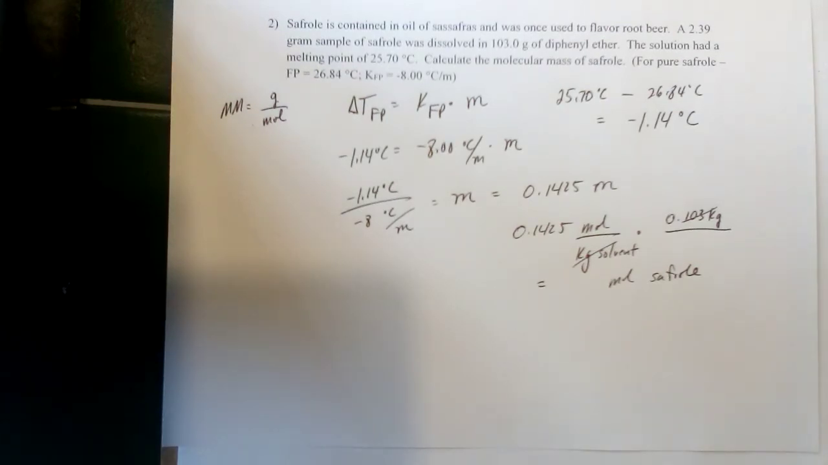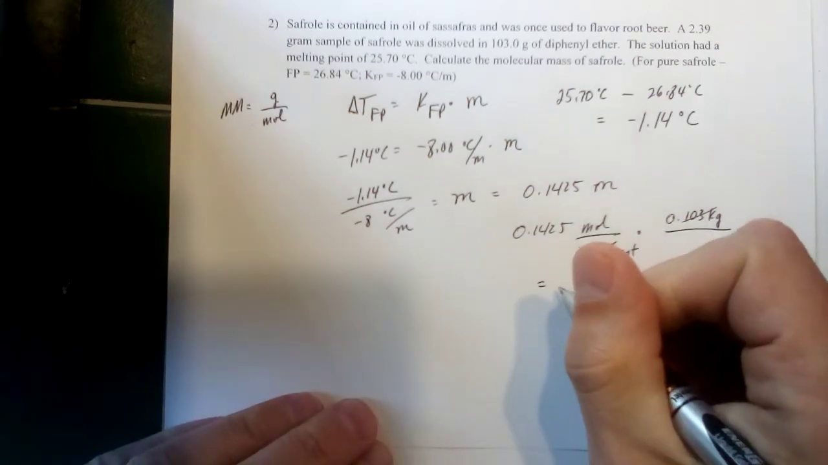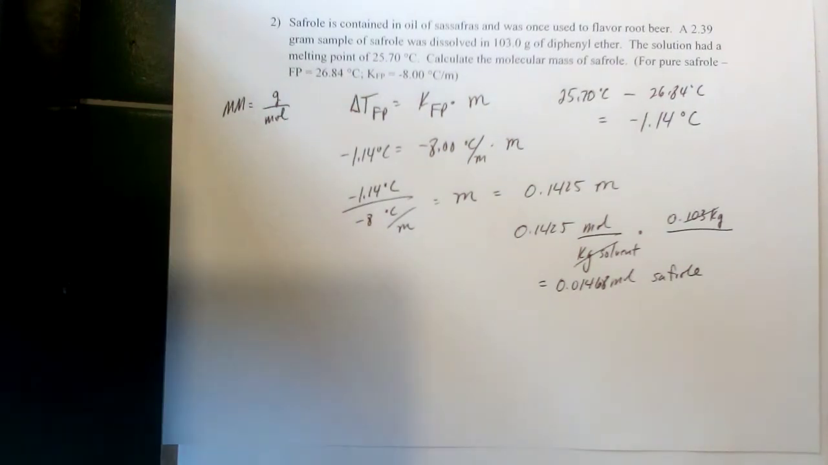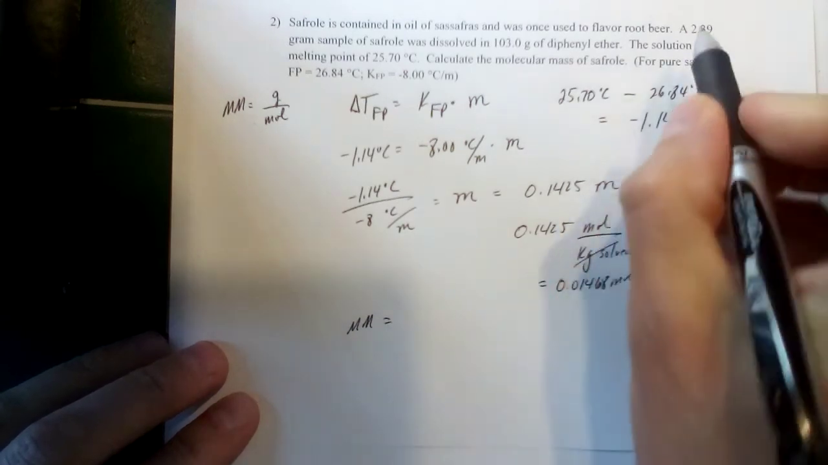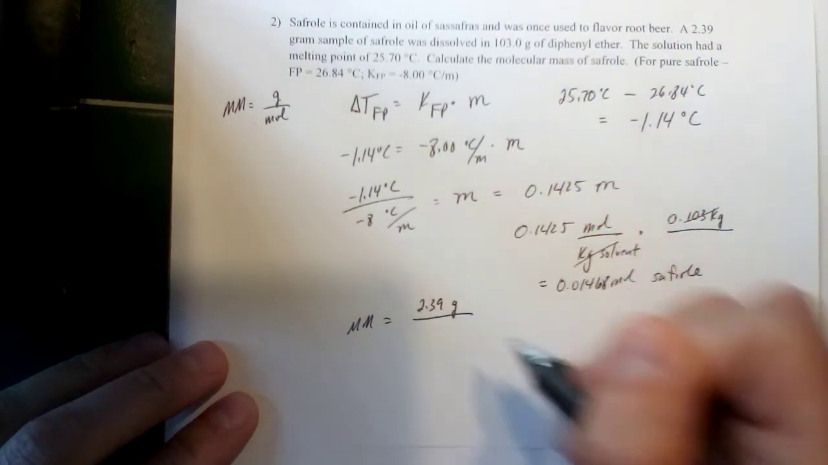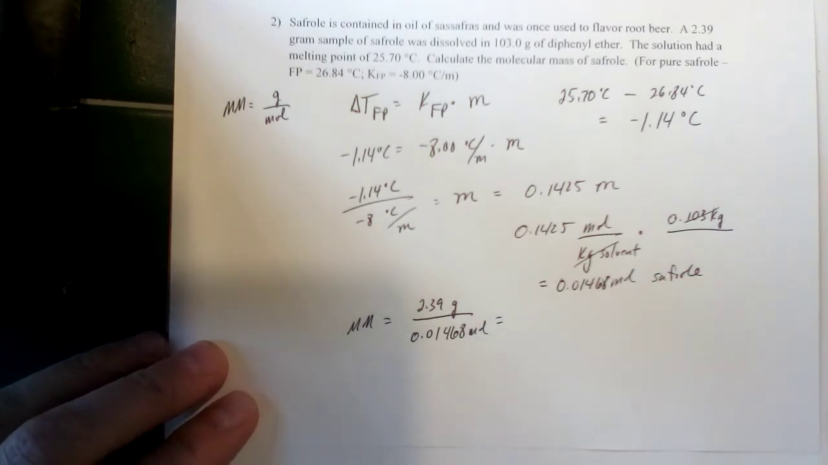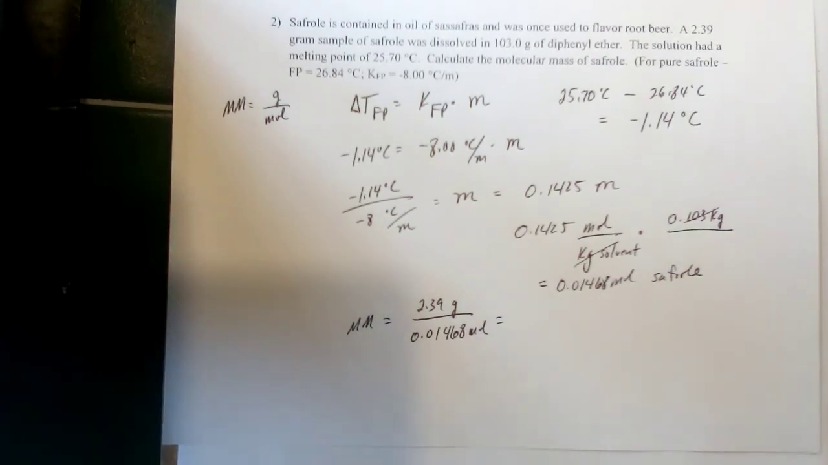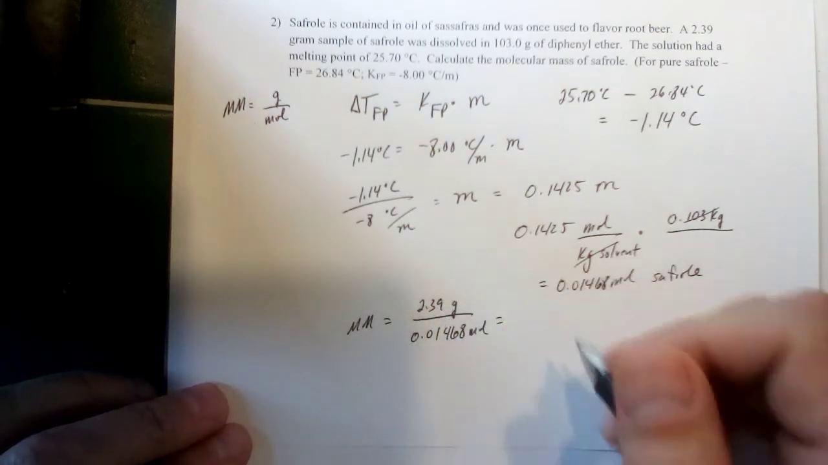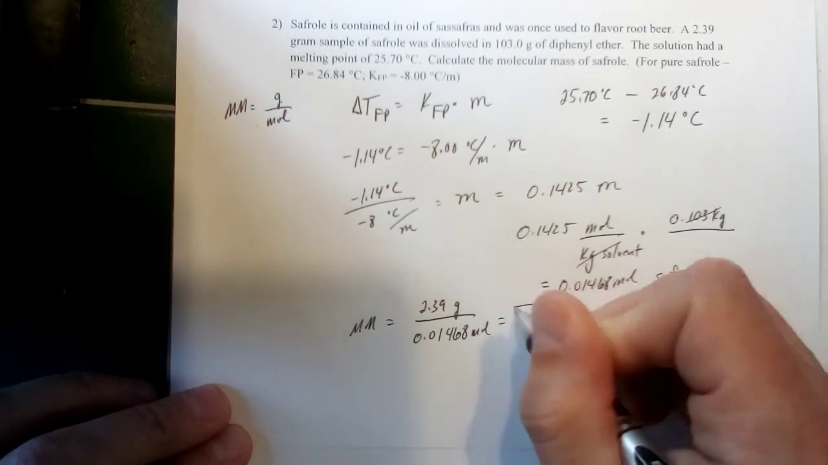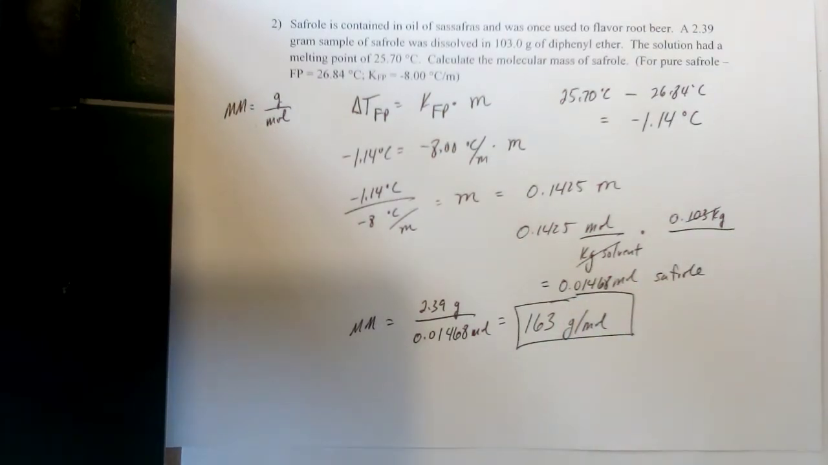So multiply that previous answer by 0.103, and we get 0.01468 moles of safrole. Like I mentioned earlier, molar mass is grams per mole, so we'll take the mass provided at the beginning of the problem, divide by how many moles we just determined were in the sample from the observed change in the colligative property. So 2.39 divided by 0.01468, and that will give us our molar mass. So 3 significant figures from the mass we recorded there. So round that to 163 grams per mole. That would be our molar mass for that particular problem.